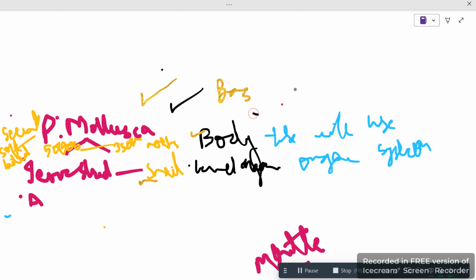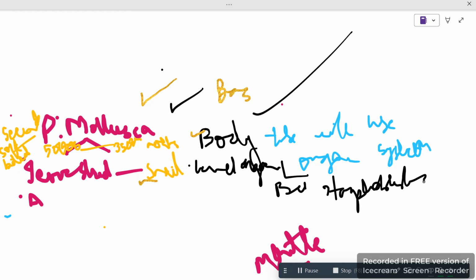Their body is tube within tube, and they have an organ system. They're bilateral and diploblastic, and they have a phylum. I have discussed all that in very much detail. I'm just giving an overview of this. This will be the complete summary.